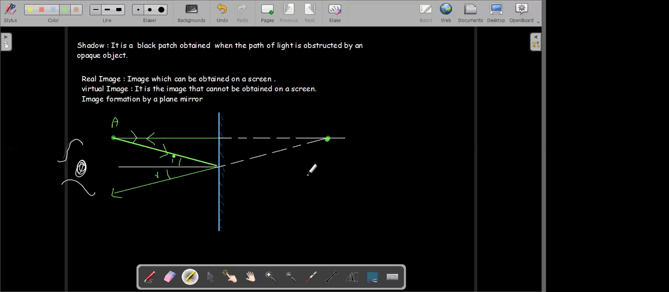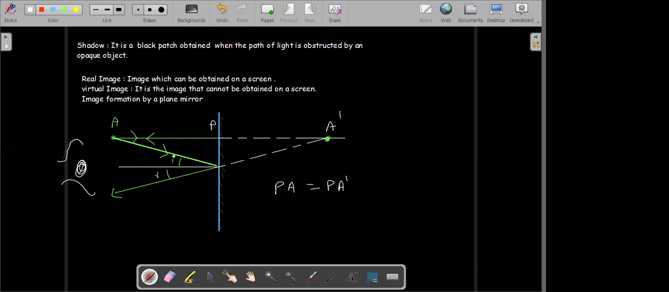Okay? The distance of the object from the mirror will be the same as the distance of the image from the mirror. So here you will see the image A prime. The object distance, let's say this be P. So the object distance PA will be the same as the image distance PA dash. This can be shown by congruency also. I think you have studied about congruency. So with the help of congruency, it can be shown here.